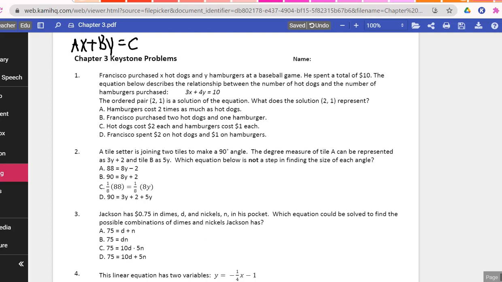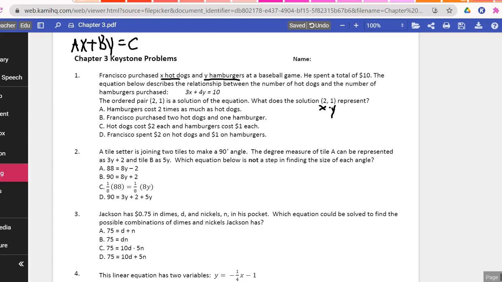So this first one tells you that Francisco purchased X hot dogs and Y hamburgers at a baseball game. He spent a total of $10. The equation below represents the relationship between the number of hot dogs and the number of hamburgers he purchased. So X hot dogs, Y hamburgers. That's going to be the number of hot dogs, number of hamburgers. Keep that in mind. They tell you that the ordered pair (2, 1) is a solution of the equation. What does it represent? Remember, X represents the number of hot dogs, Y represents the number of hamburgers.